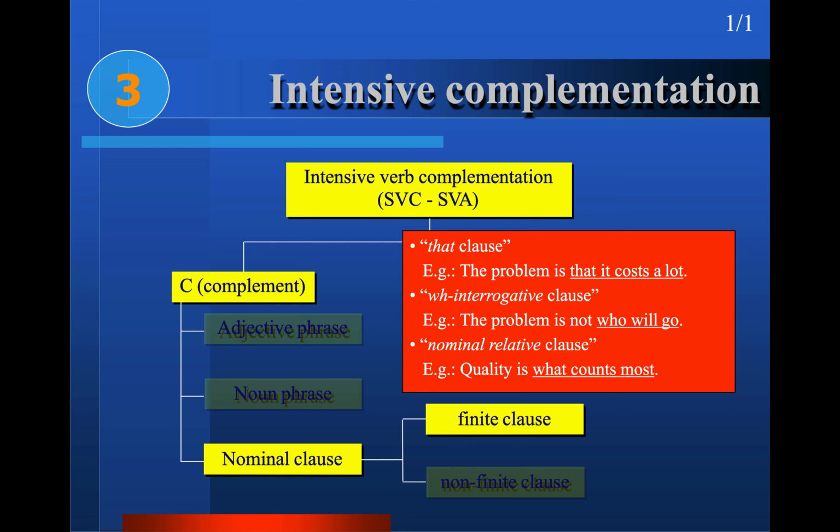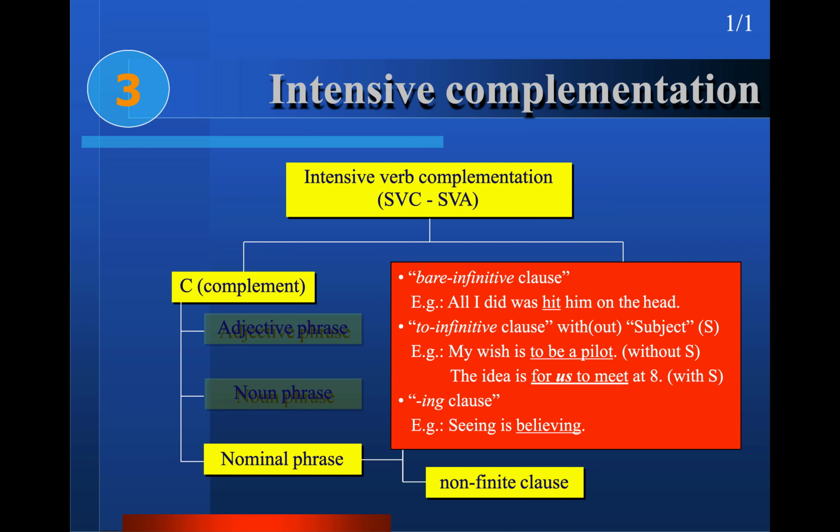Nominal relative clause is a kind of noun clause, usually followed by a copular verb like "is," as in "what counts most." Non-finite clauses are clauses where we cannot know the tense. So "all I did was hit him on the head." "Hit him on the head": the tense of this clause is not known. That's why it's called a bare infinitive clause, which is a non-finite clause.